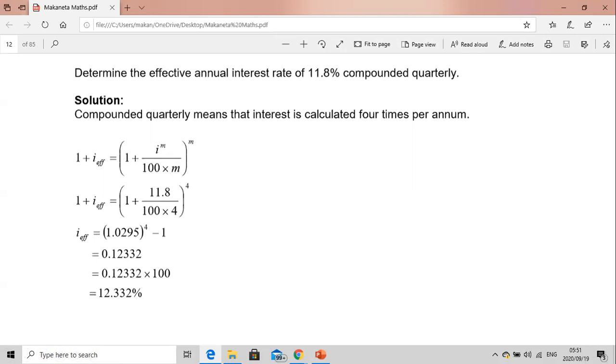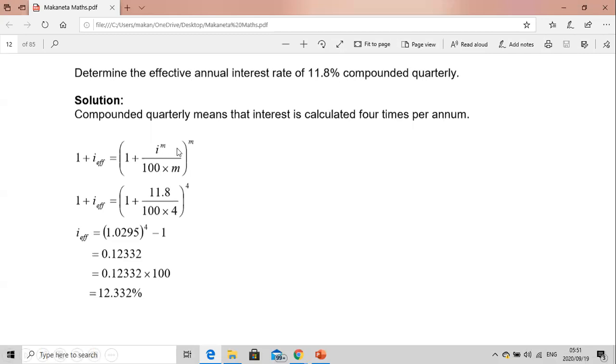4 times a year, that is what the compounded interest means. It's compounded quarterly. So it means that it is charged or calculated 4 times a year. Because there are 4 quarters in a year, like I said already, in this case, you utilize the formula. And in this case, M will be the number of times, so it will be 4 times in a year.